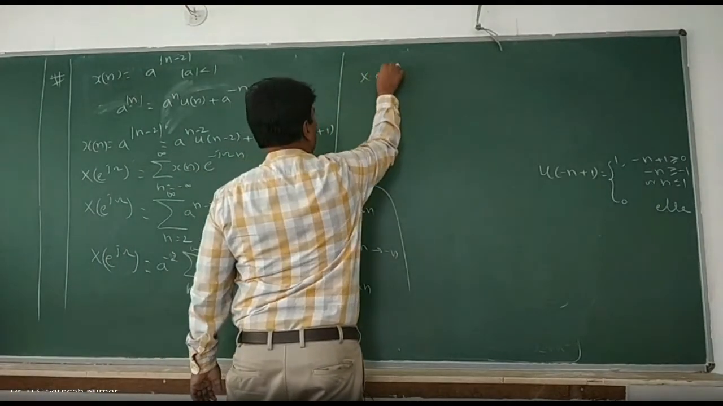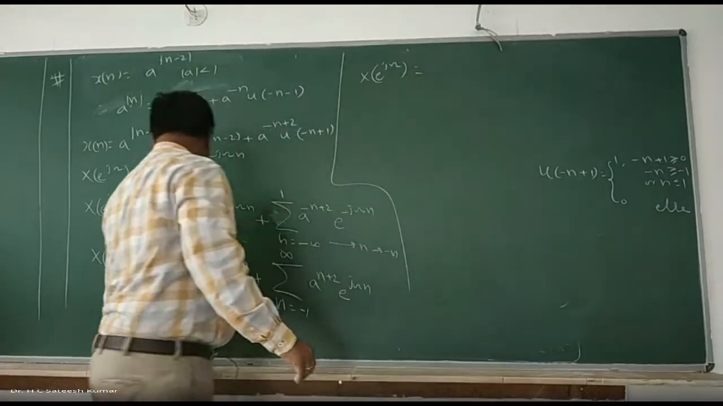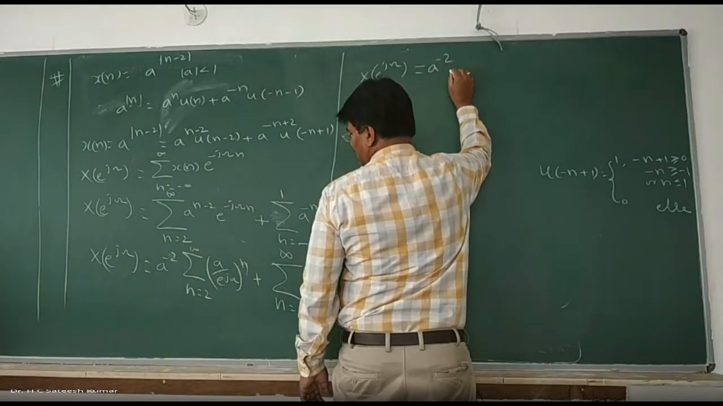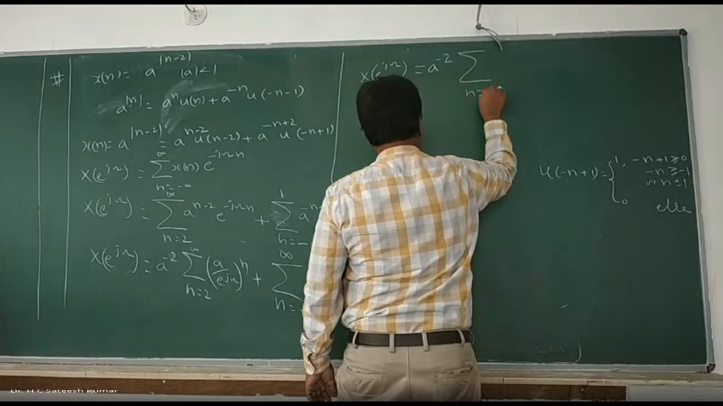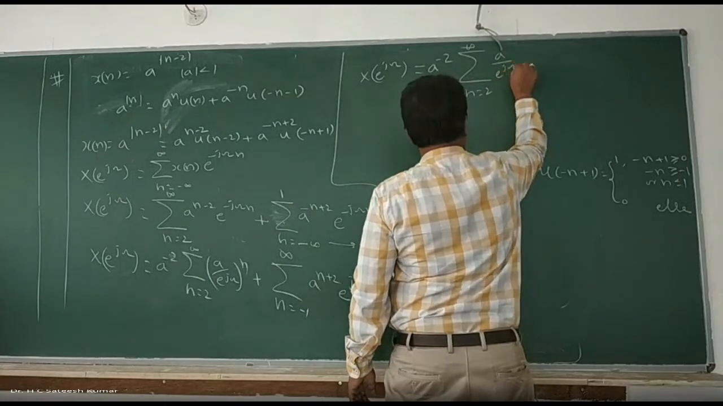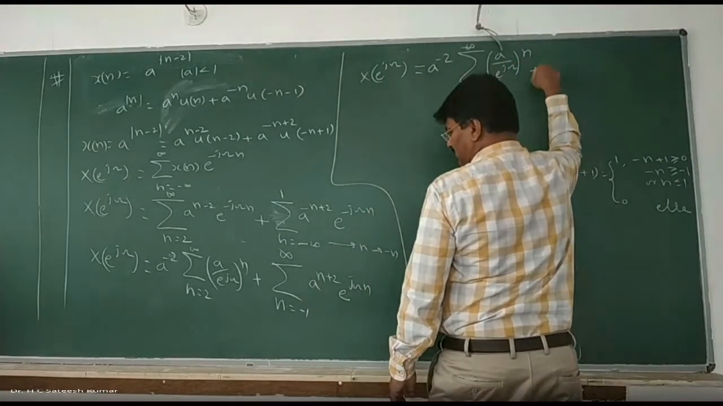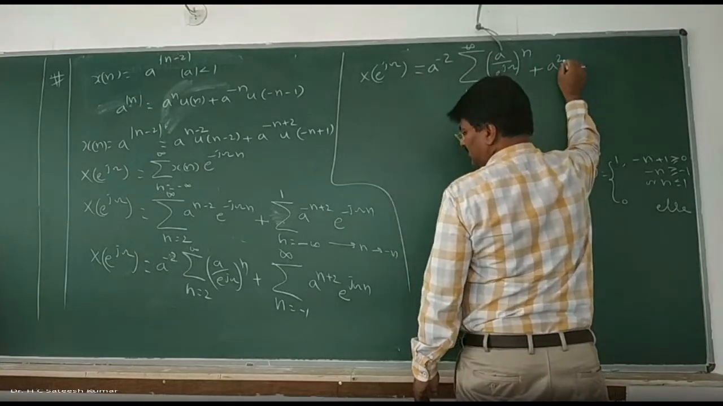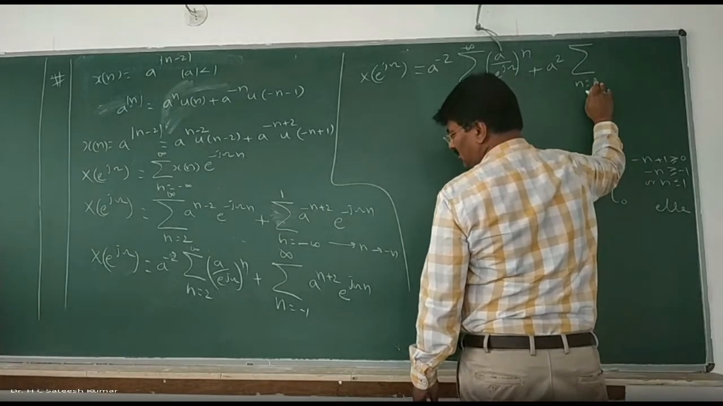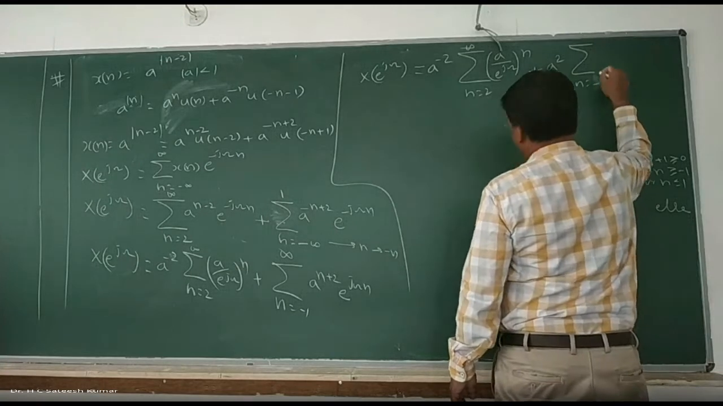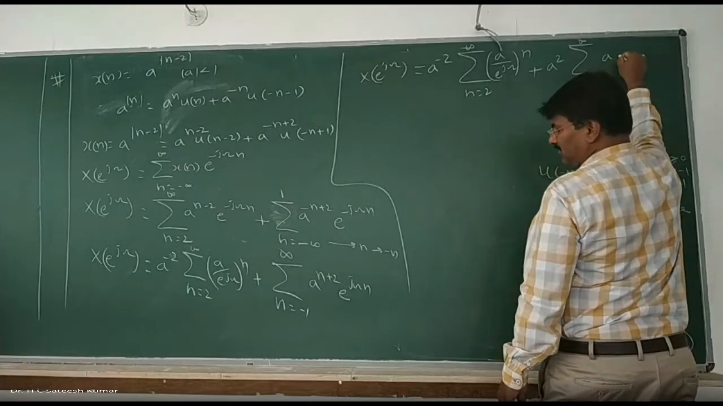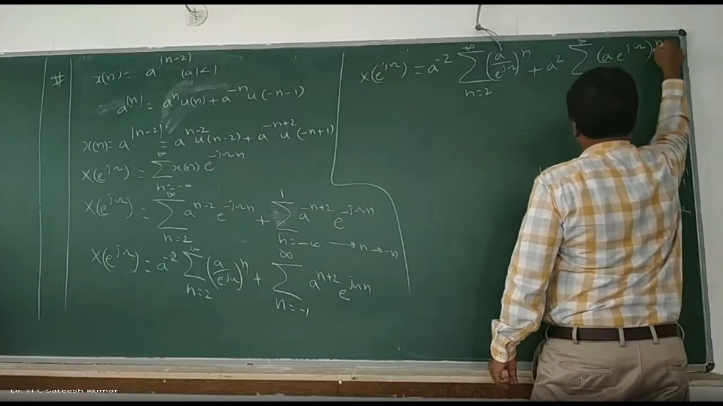Now, X of e to the power of j omega is equal to a to the power of minus 2 into summation n varies from 2 to infinity, a divided by e to the power of j omega whole power n, plus a square into summation n varies from minus 1 to infinity, a into e to the power of j omega whole power n.